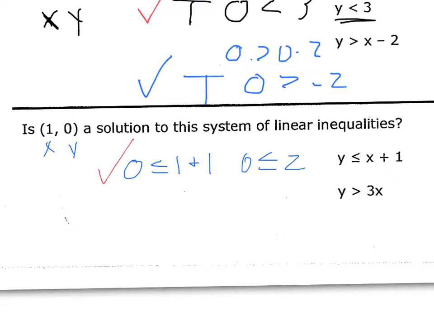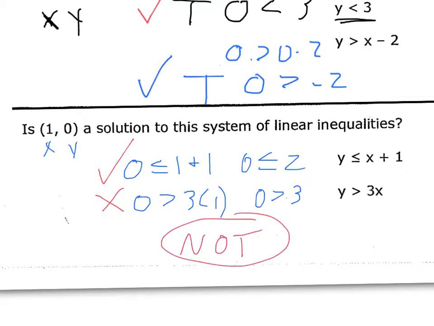Let's try the next one. We have y is greater than 3x. So we have 0 is greater than 3 times 1, and 3 times 1 is 3, so 0 is greater than 3. Well, that is not a true statement. So this one is not true, so the entire thing does not work. It would not be a solution.